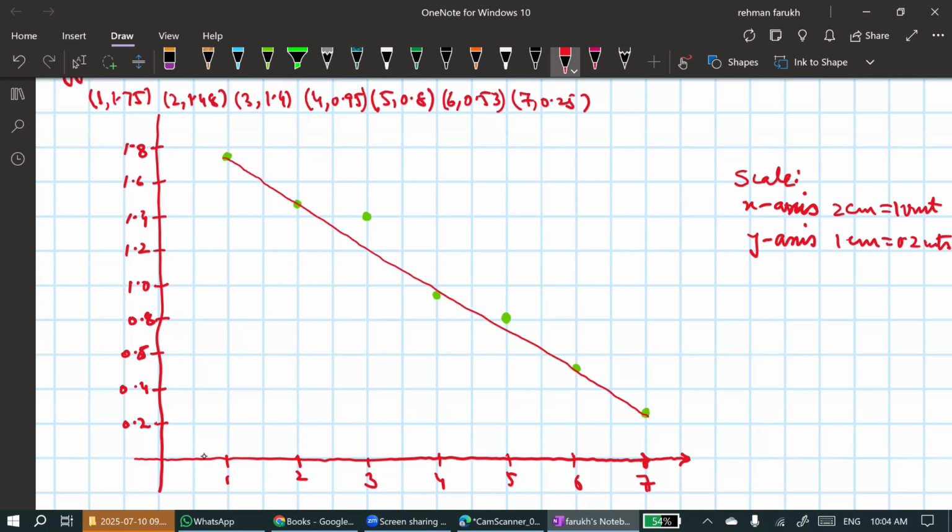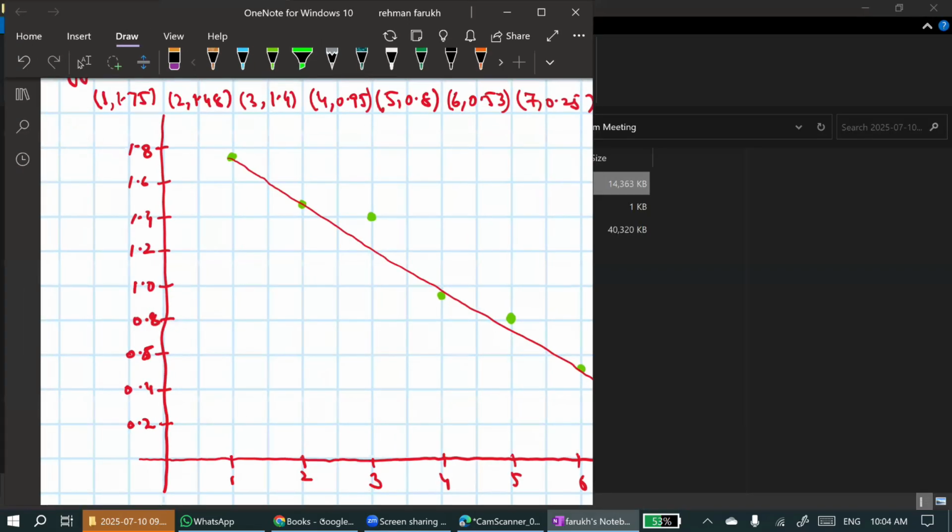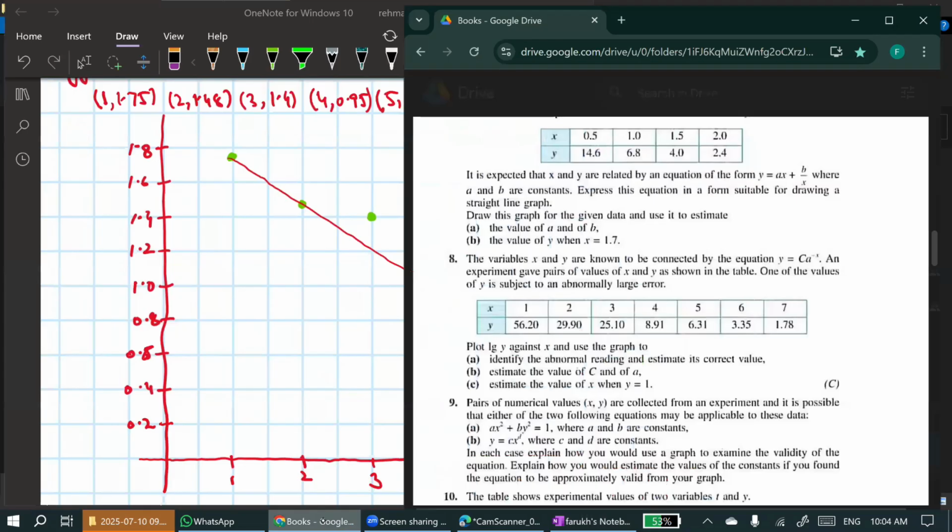Now, the value at x equal to 5 is close to the line, but the value at x equal to 3 is abnormally away from the line. Can you observe this? Yes sir. Now, plot LGY against x and use the graph to identify the abnormal reading and estimate its correct value.